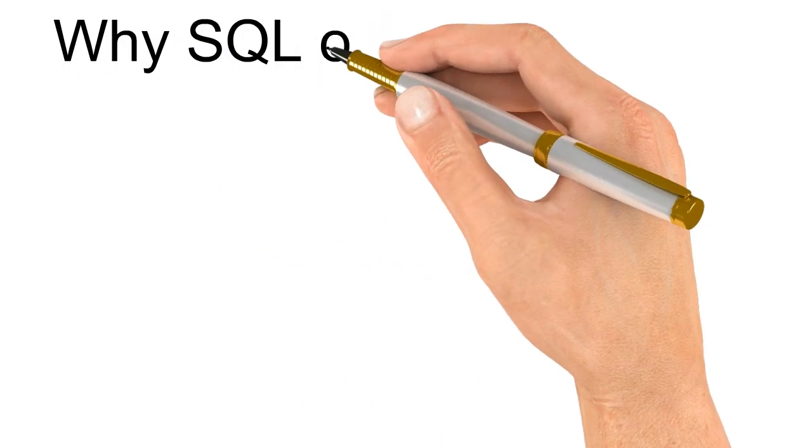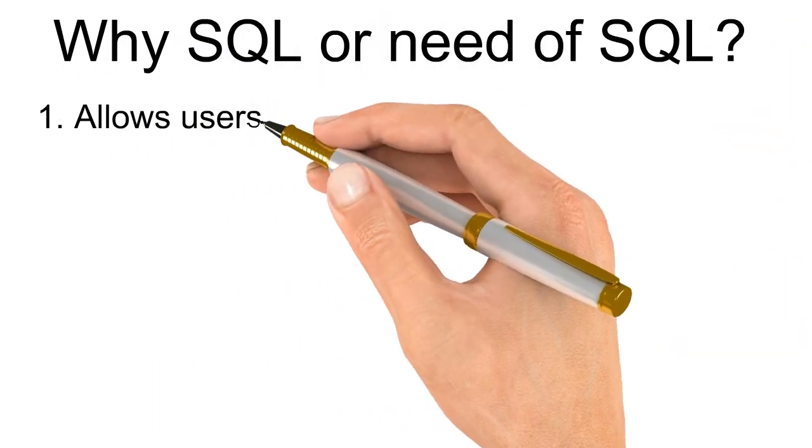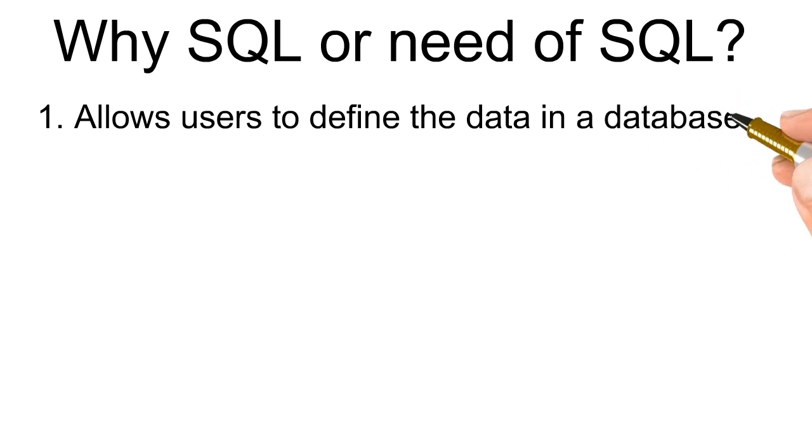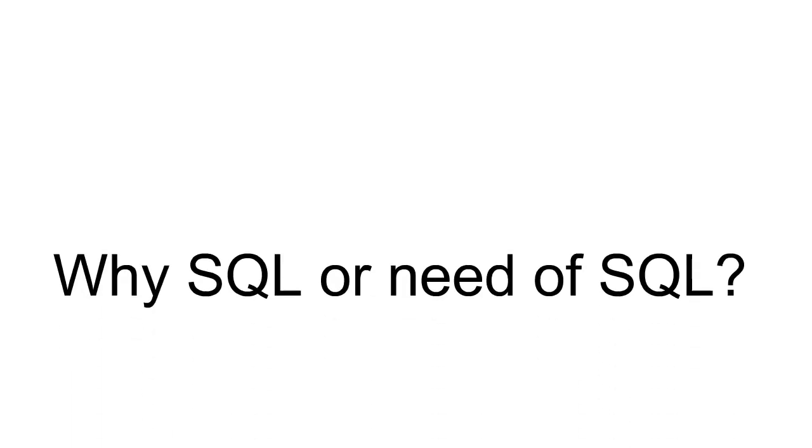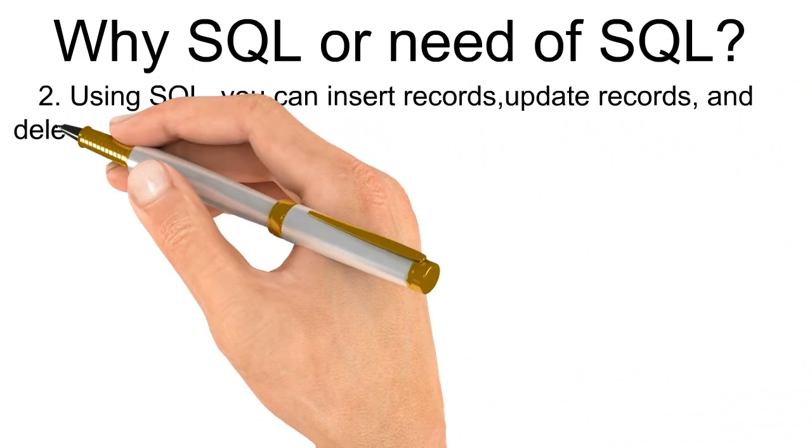So what is the need of SQL? The first need is it allows users to define the data in a database. By defining the data, you define what kind of data will be stored in the database. For example, below is the employee table where we have various kinds of data like the employee name, first name, last name, and we also define whether it is a mandatory field or a non-mandatory field using the not null or null constraint. And then we also define the data type of the column, like what kind of data will be stored in the column, whether it will be of varchar type or integer type or datetime type. Using SQL, you can insert records, update records, and delete records.